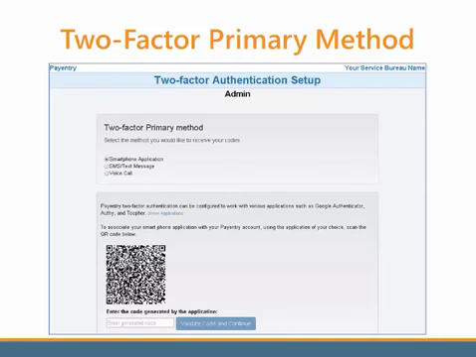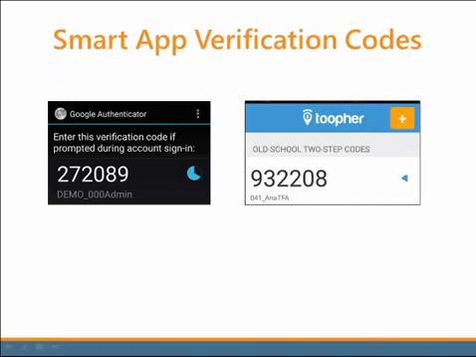The information below walks you through a smartphone application. You will be scanning the QR code below. Once it is set up, your smartphone will give you a code to enter. This is an example of what the smart app will give you for a verification code. Shown here is Google Authenticator and Two-Factor.